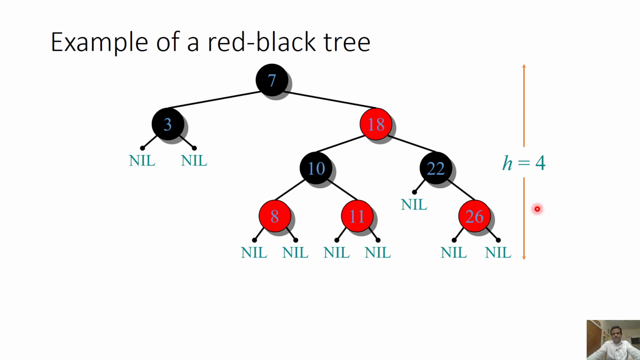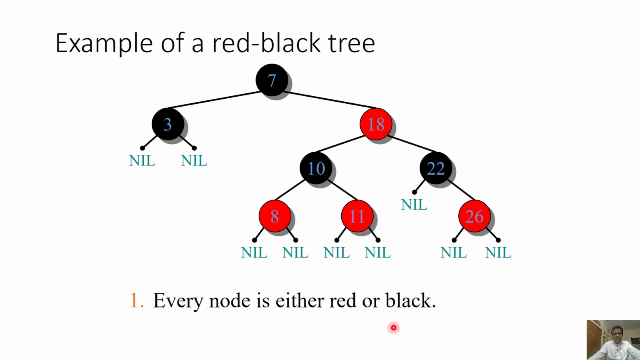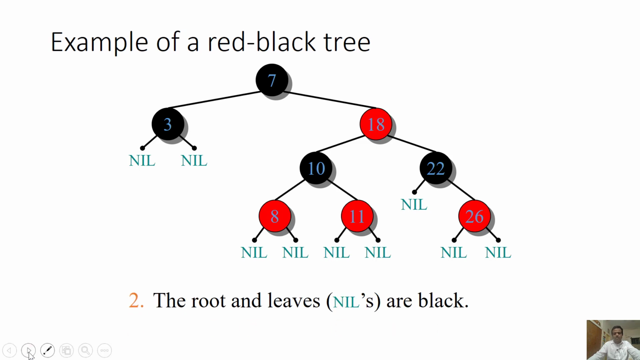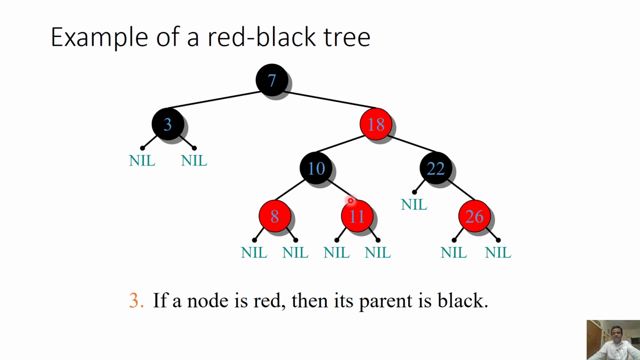Now, the height of this tree is 4, but we have to prove this in general. If there are n nodes, height is big O of log n. That we will prove in a minute. Before that we have to check the last property, which is called black height. So, let us consider the black height property. We have already seen every node is red or black, the root and nils are black, and another property was, if a node is red, then its parent must be black. So, we consider all the red nodes: this is a red node, parent is black; this is a red node, parent is black; this is a red node, parent is black.